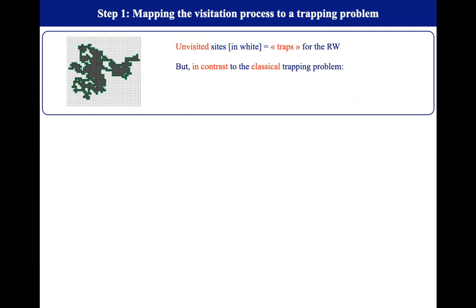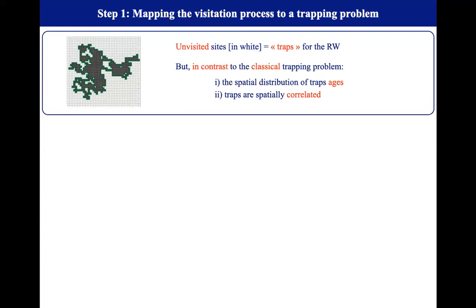But in contrast to the classical trapping problem, two very important things. First point, the spatial distribution of traps ages. It is constantly updated by the visits of the random walks. And second point, these traps are spatially correlated. And again, the correlation is not put by hand, but generated by the random walk. So this is very different from the classical trapping problem.